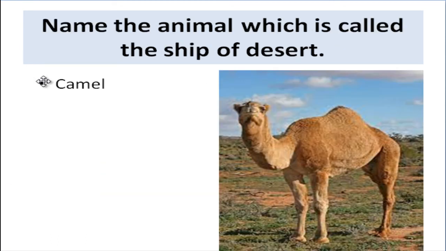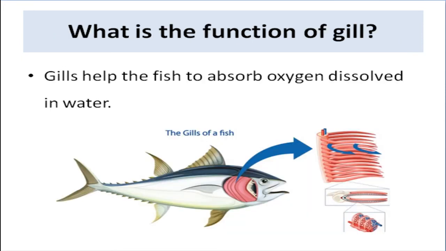Our next question is, name the animal which is called the ship of desert. So, answer is camel. Camel is called the ship of desert.